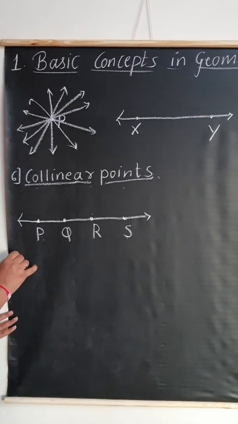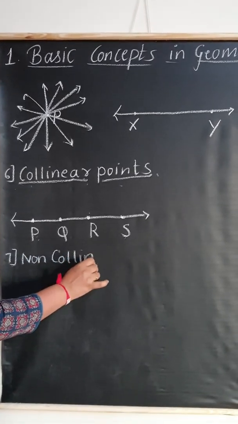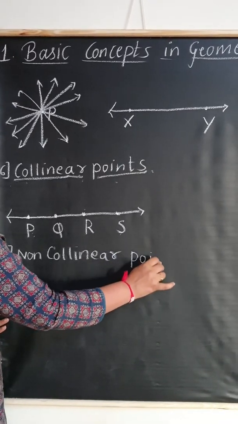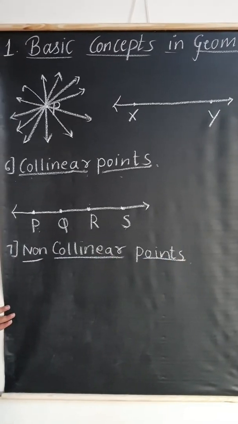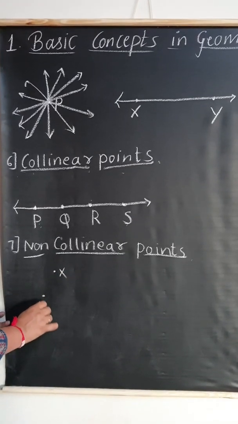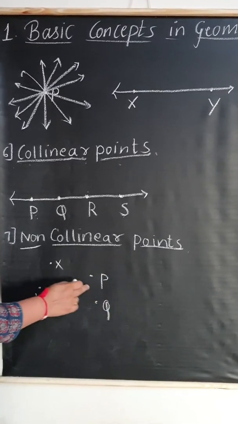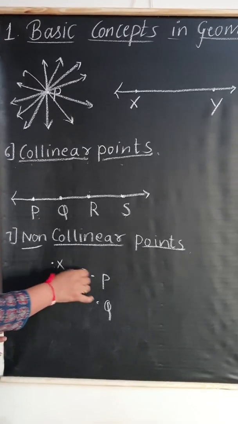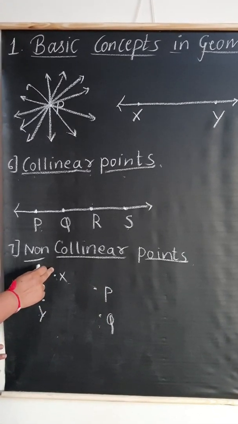Now the next concept is non-collinear points. Non-collinear points are nothing but the opposite of collinear points. As we saw that collinear points lie on a straight line, what will non-collinear points be now? Non-collinear points are the points which do not lie on a straight line. For example, consider the points X, Y, P, Q. Can I join these points to form a straight line? Or do these points form a straight line? No. They cannot be joined to form a straight line. They do not lie on a straight line. So these points are called non-collinear points.